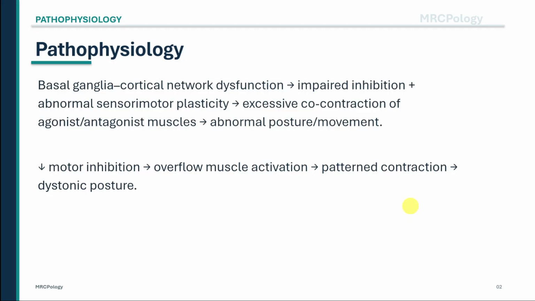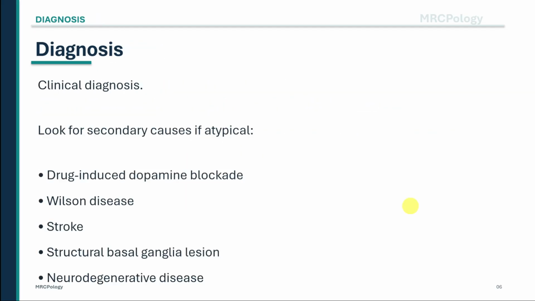Focal dystonia is an involuntary patterned contraction affecting one body region. Look for task specificity, sensory tricks, and action worsening. Exclude secondary causes when atypical. Treat most cases with botulinum toxin and reserve GPi deep brain stimulation for severe refractory disease.